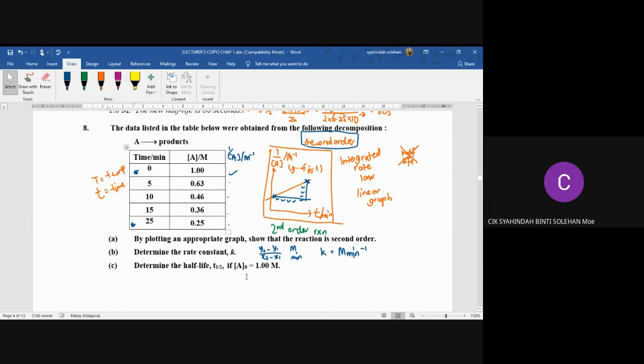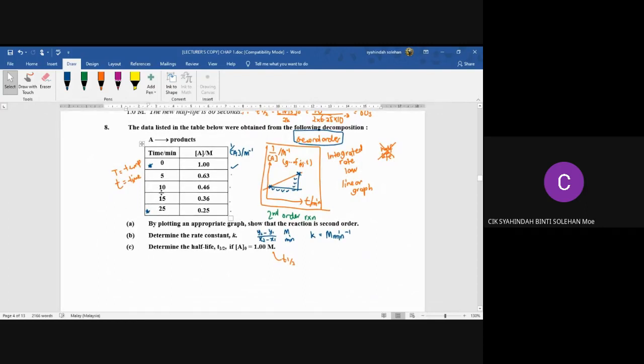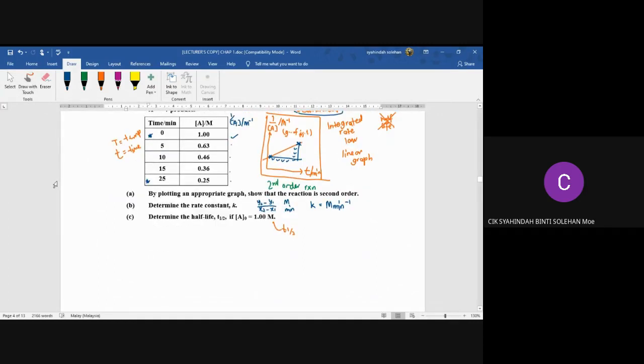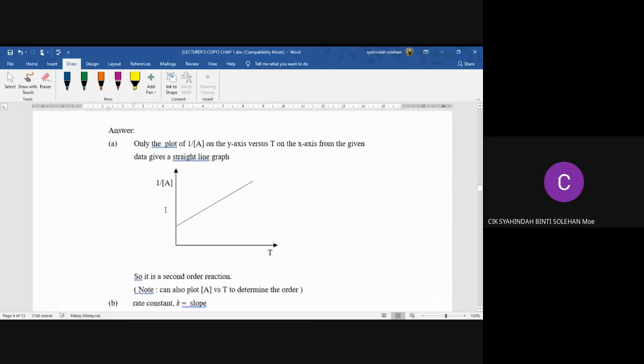Okay, if concentration initial ialah 1.00 molar, so nak determine half-life since that this is actually a second order. Okay, so apakah half-life second order? Itu you kena hafal. Okay, sorry. Alright, so let's look at here. And this one you janganlah plot macam ni, Miss nak kamu plot betul-betul atas kertas graph, please.